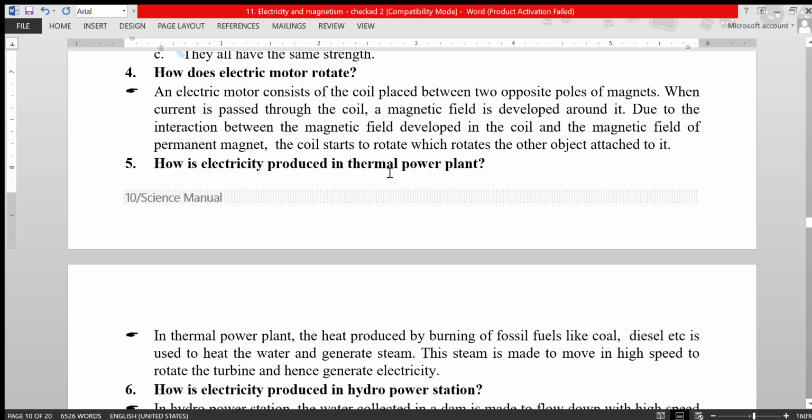How is electricity produced in a thermal power plant? In a thermal power plant, heat produced by burning fossil fuels like coal, diesel, etc. is used to heat the water and generate steam. This steam is made to move at high speed to rotate the turbine and hence generate electricity.